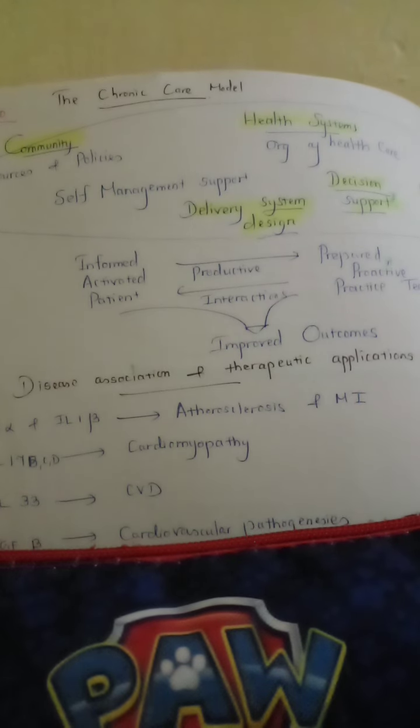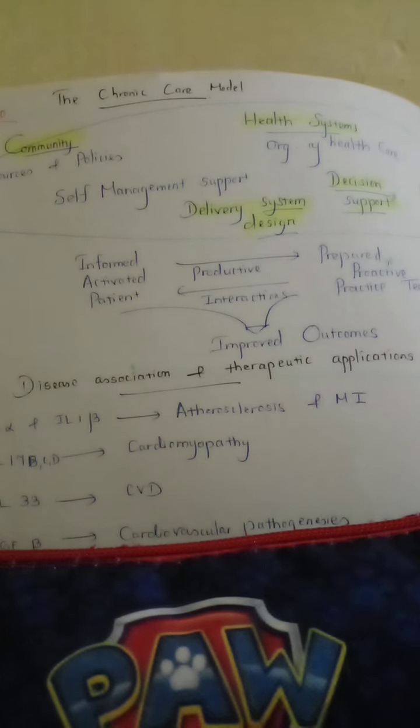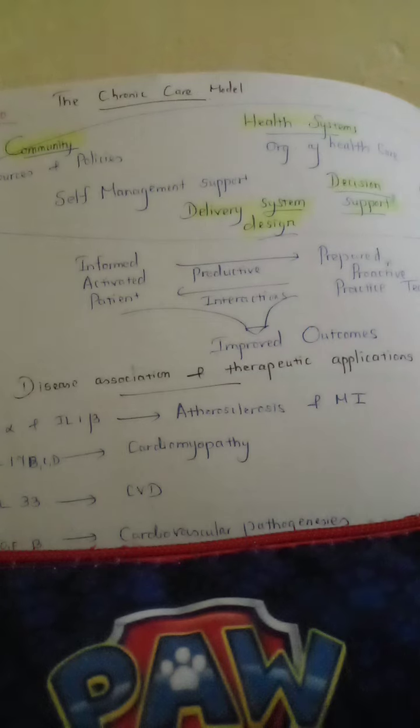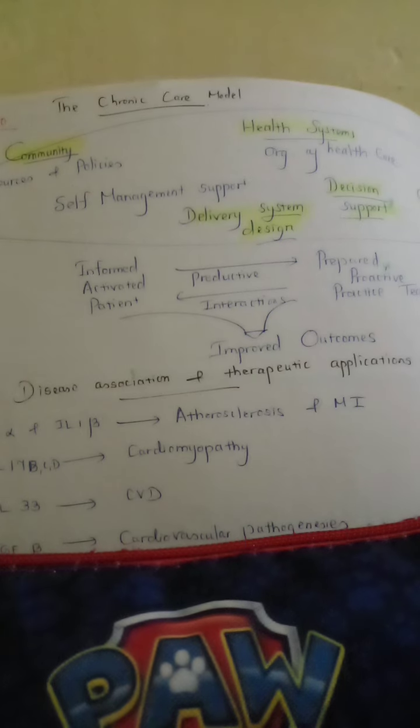So, this model encompasses around 5 to 6 factors. One is community, second is the health system, obviously, then the delivery system design, decision support, and clinical information system, and along with self management support.